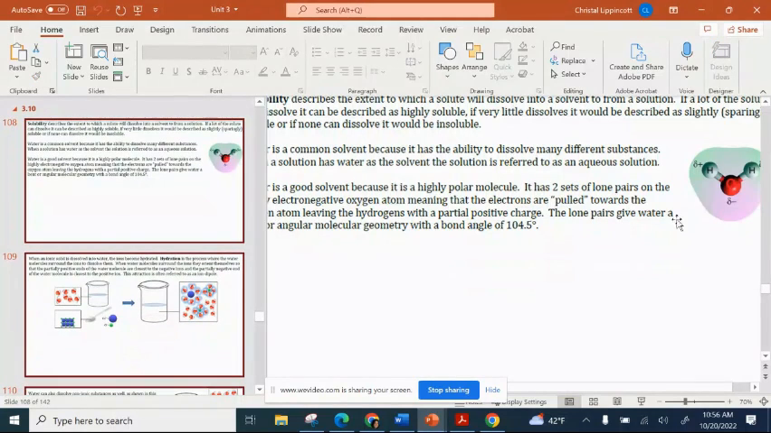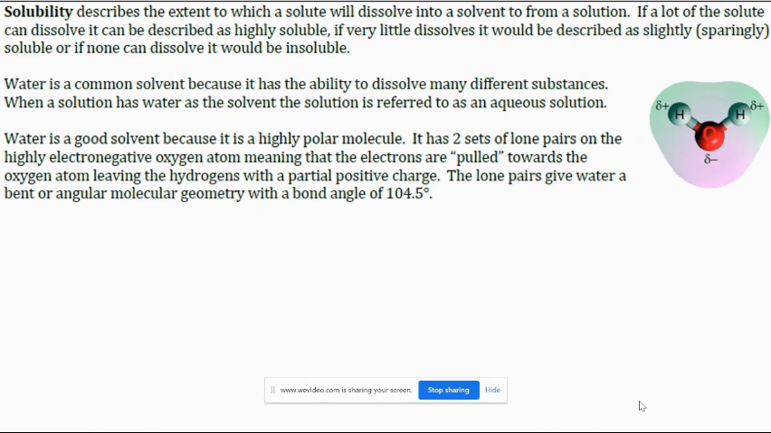Okay. Here's 310. Here's where I want to start. All right, so solubility. Solubility describes the extent to which a solute will dissolve into a solvent to form a solution. If a lot of solute can dissolve, it's described as being highly soluble. If very little dissolves, it's slightly soluble. And if none dissolves, it's insoluble. And we'll actually assign that a quantitative value when we get into unit 7, I believe.